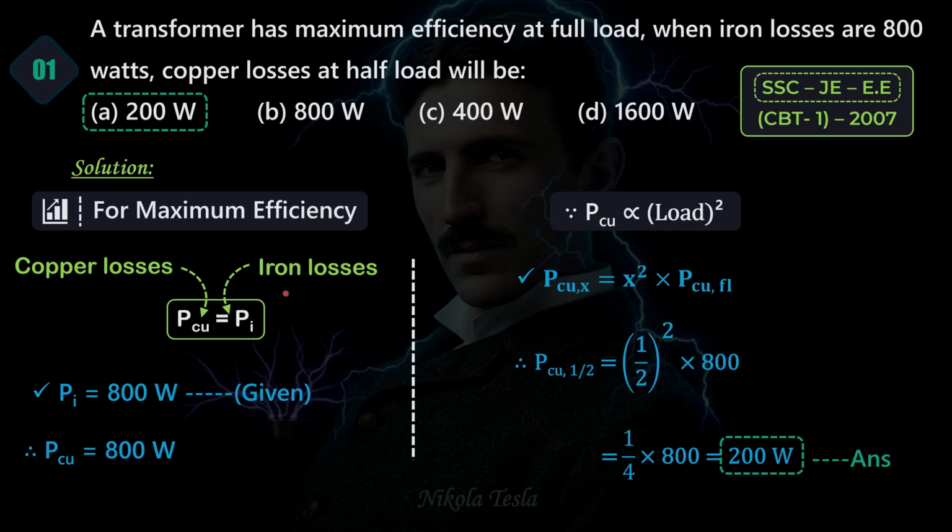Always remember, iron loss is a constant but copper loss follows the square law.